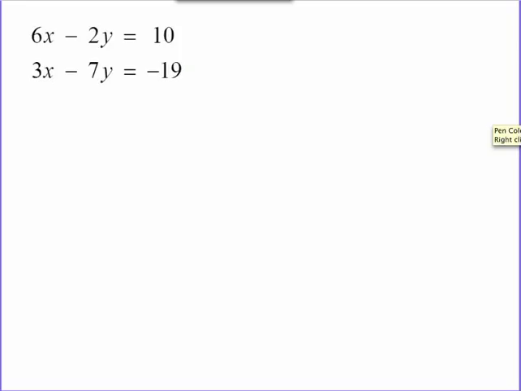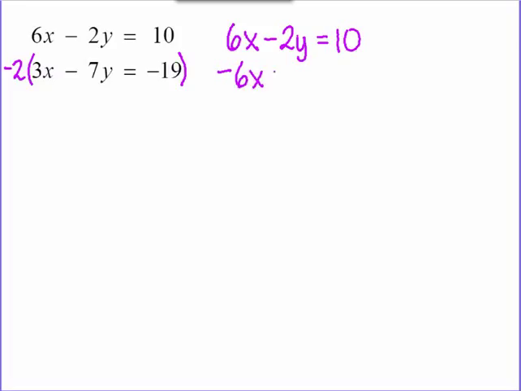6. So I'm going to multiply the bottom equation by negative 2. Because remember, we always want opposite signs. Top equation will stay 6x minus 2y equals 10. Bottom equation is what? Plus 14y, yep, equals 38. Biggest mistake people make: they forget to multiply the 19 here by the 2. So make sure you distribute it to all 3.